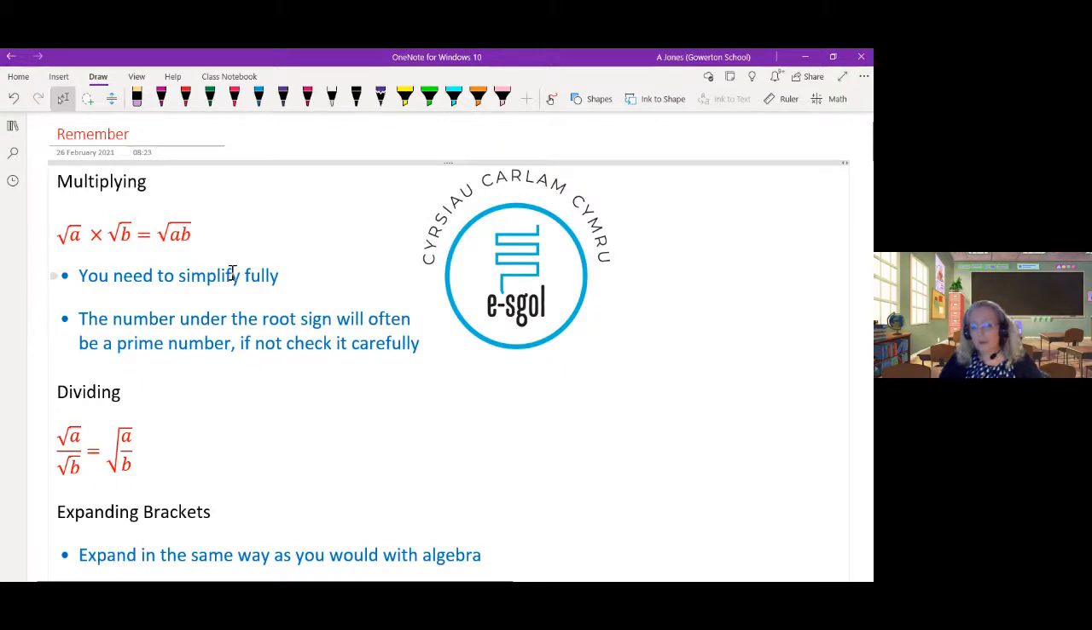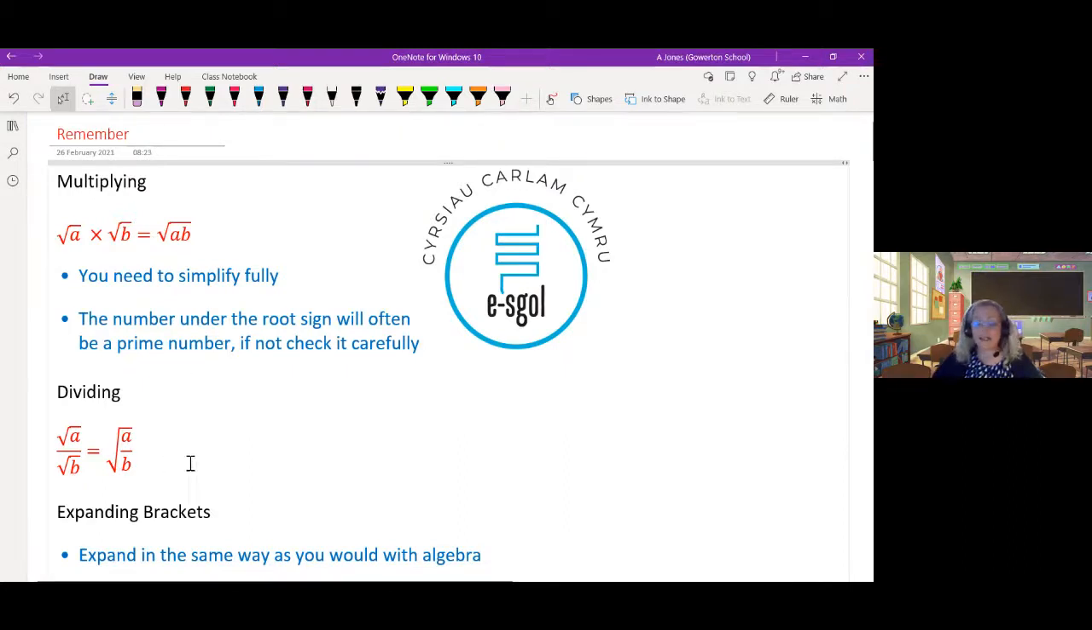So always check that number under the root sign. Is there another square number that would go in it? And if there is another square number that would divide into it, then you're going to need to keep going in order to simplify fully. If it's a prime number, you don't need to worry about it. But it won't always be a prime number, because you get things like the root of 6 and the root of 10 that can't be simplified any further.